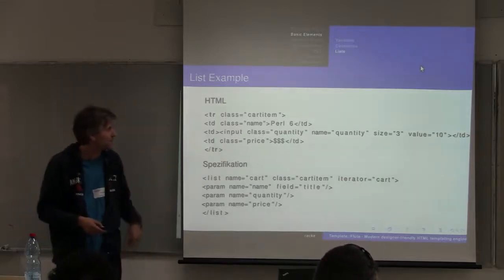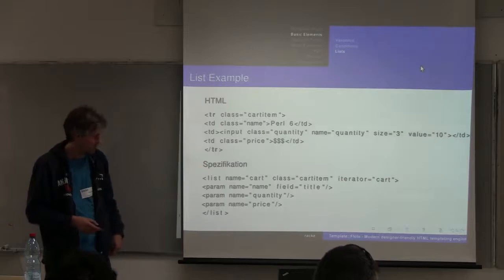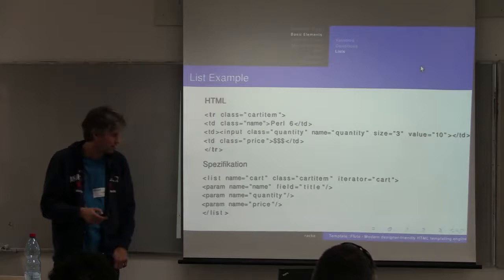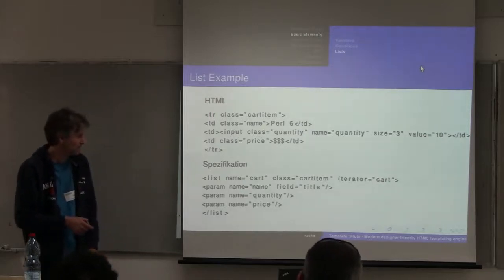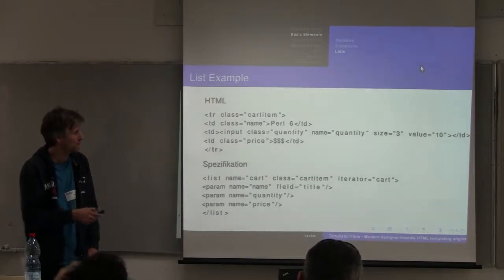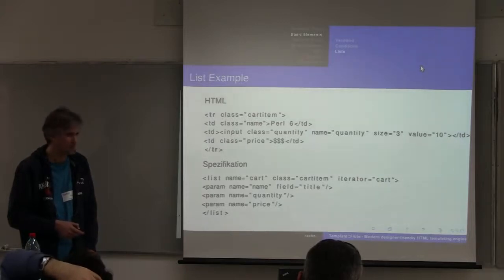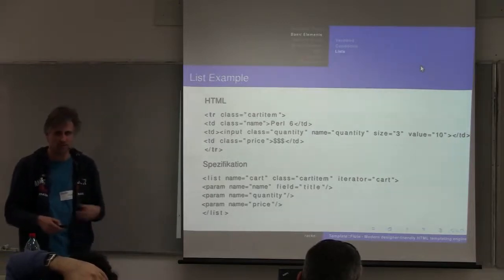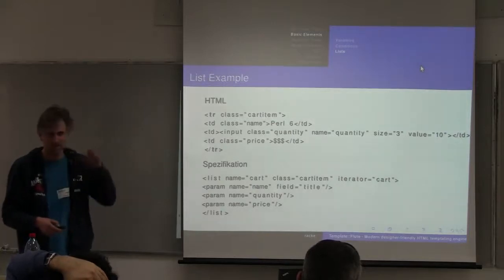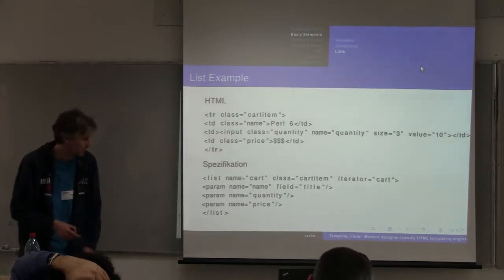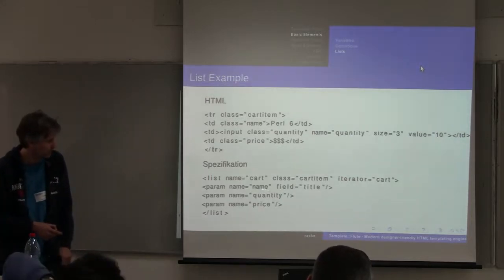Addition. And then you have groups or lists. So I already showed you this part of the HTML. And then you have a specification for this, which says, again, it has a name, and it has a class. And you have an iterator, which can be everything which can be iterated about. So a common thing is just a list of hash references. And inside each hash reference, you have, in this case, a name, quantity, and price.